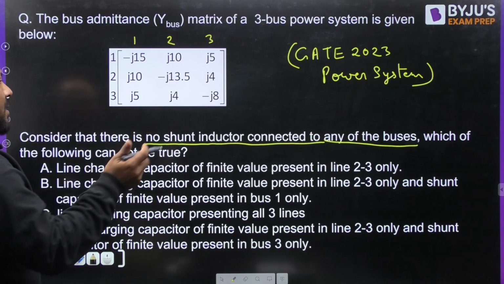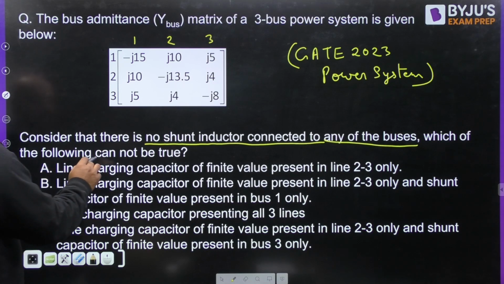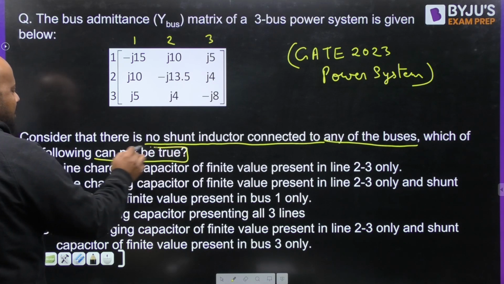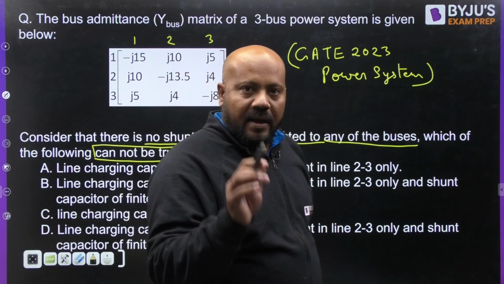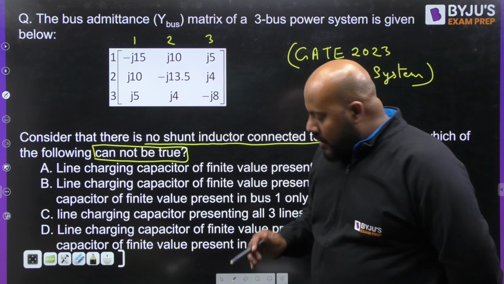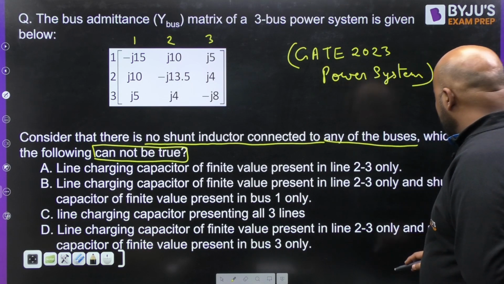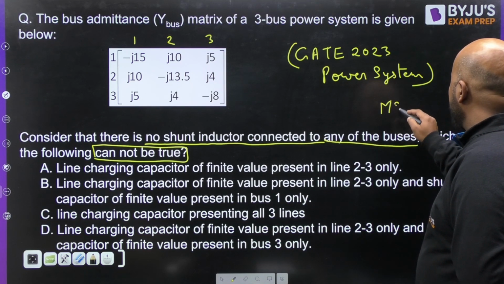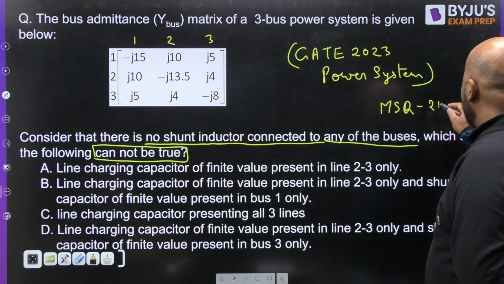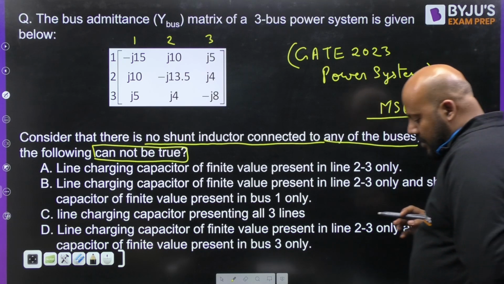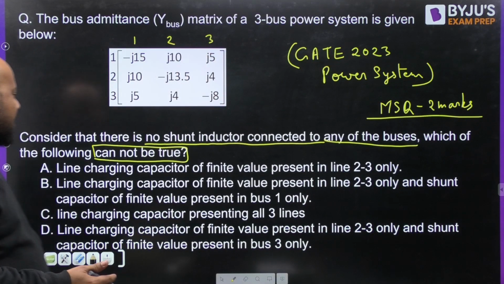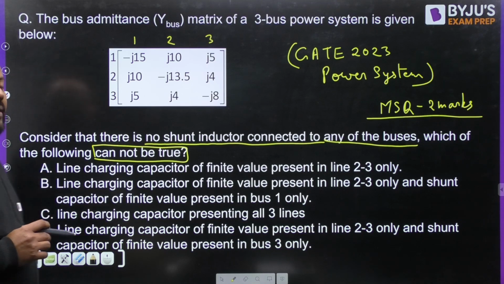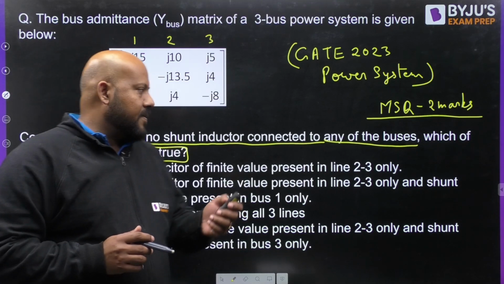Now he is asking, which of the following cannot be true? It means you have to identify the incorrect statements. You have to select the incorrect statements. It was an MSQ question, and it carried 2 marks. It was a very interesting question. So first I am going to give you the solution, and then we will examine each and every statement out of the conclusion we are going to get.